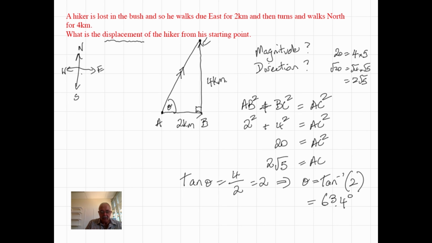So the final part of the working of this question is to actually state the answer. So we've got a hiker in this situation. We haven't been given in the question any A, B, C, so we don't mention those. We just use those to be able to convey what we're doing. So we've got the hiker is 2√5 kilometres. That's the exact answer from the starting point.